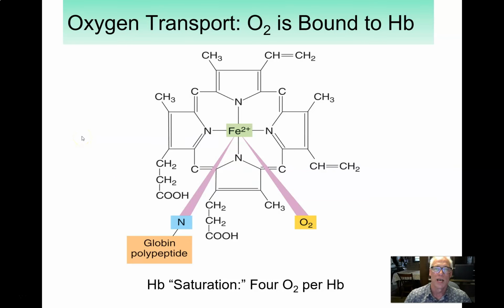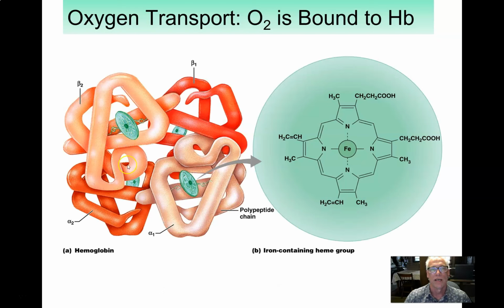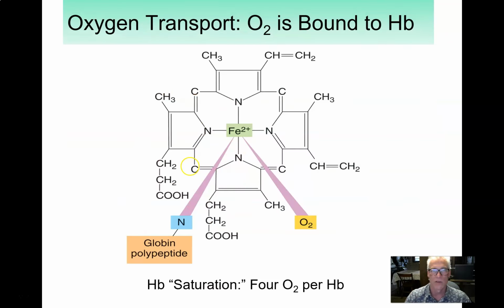We call it saturation. When all 4 of these hemes have an oxygen bound to them, then the hemoglobin is saturated. And that's what must happen as the blood passes through the lungs. We must saturate the hemoglobin with oxygen so that it has all the oxygen it can possibly carry, and it's on its way out to the tissues.